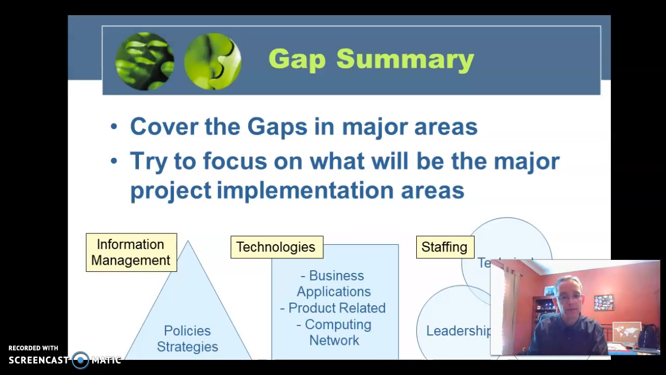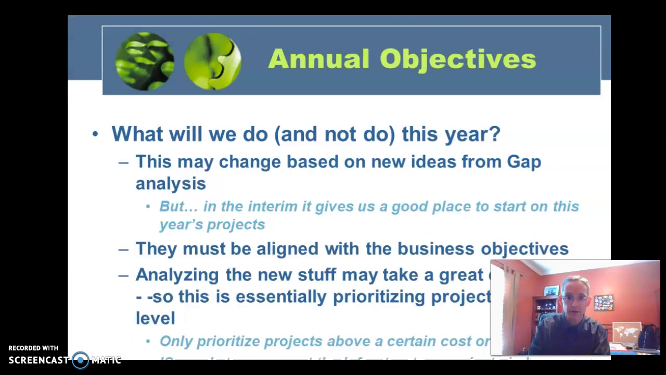And an overall information management, including the infrastructure, but also that understanding of the data sets for the customers, how all that is architected. Do we have all these covered? What are the gaps in all these? And then focus on what are going to be the major project implementation areas for those different parts of it.